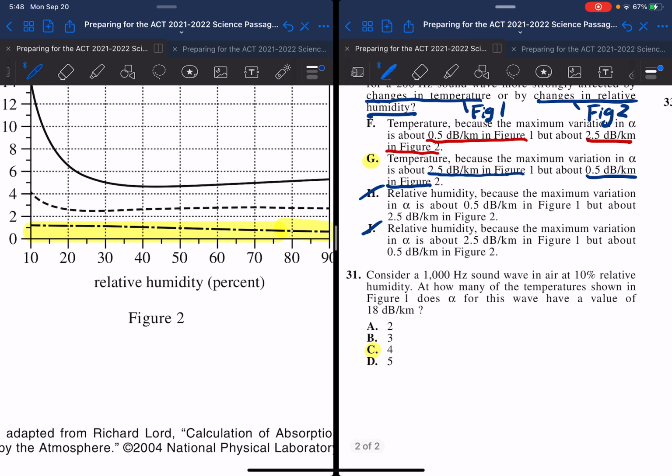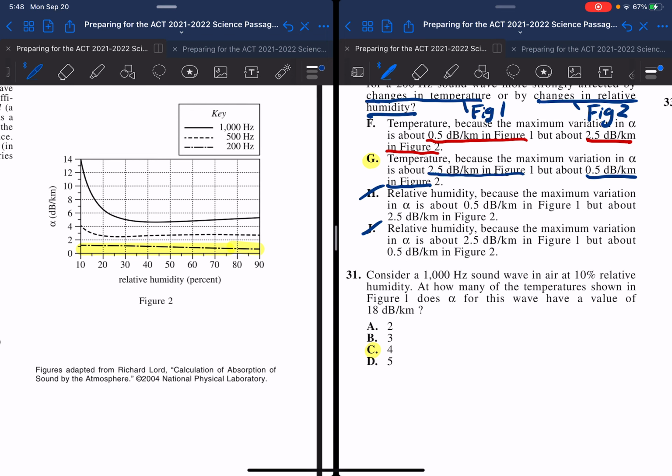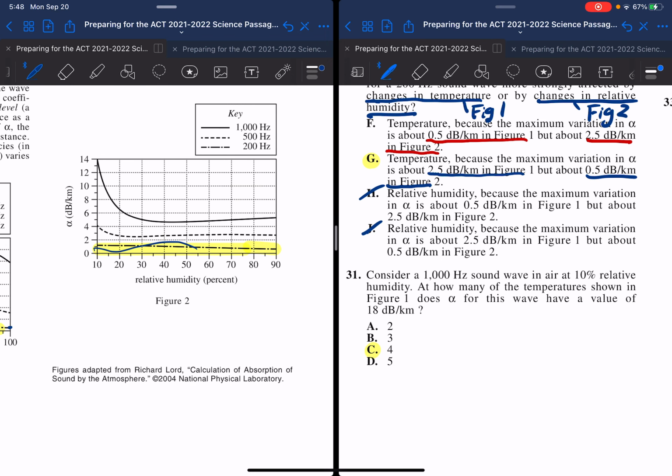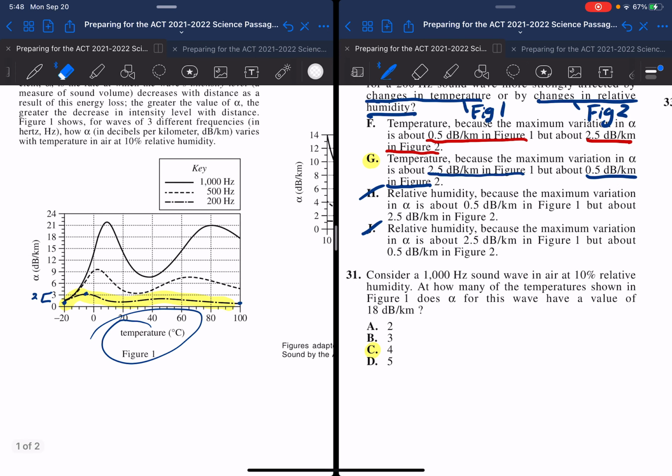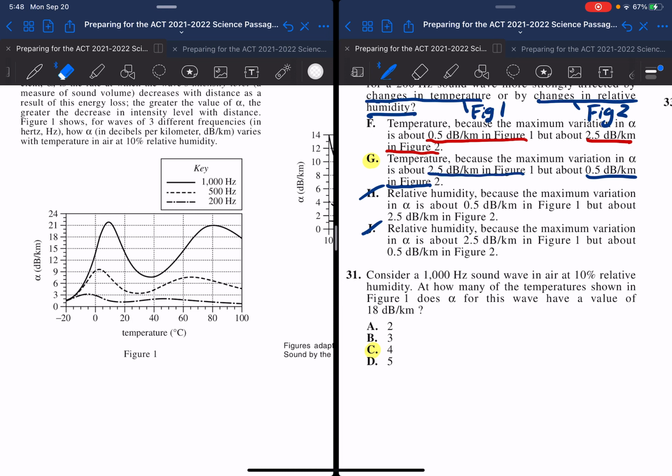So question 31 asks, consider a 1,000 hertz sound in air at 10% relative humidity. At how many of the temperatures shown in figure 1 does alpha for this wave have a value of 18 decibels per kilometer? All right.